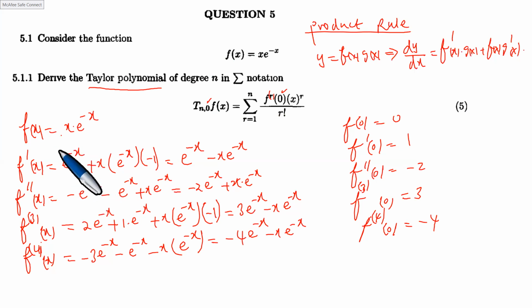So, we first differentiate x. Because it's a product, we use the product rule. The derivative of x is 1. I'm not going to write the 1.